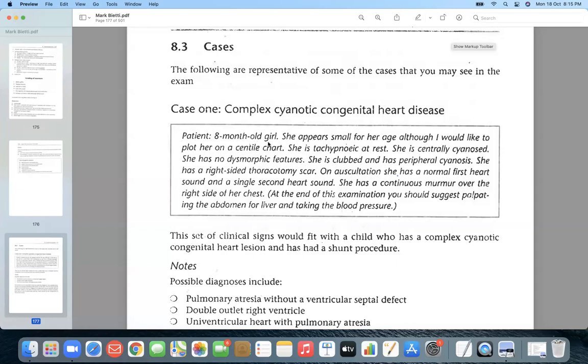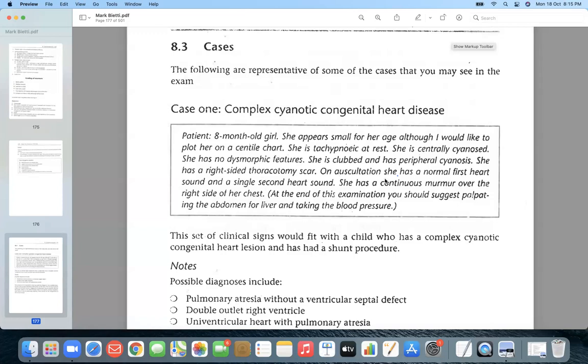So, 8 months old girl, she appears small for her age. Although I would like to plot her on the centile chart, she is tachypneic at rest, so the respiratory rate is slightly raised. She is centrally cyanosed. She has no dysmorphic features. She is clubbed and has peripheral cyanosis. Same as what you did today. Clubbing, post-surgical. She has a right-sided thoracotomy scar, but in your case you had shown left-sided.